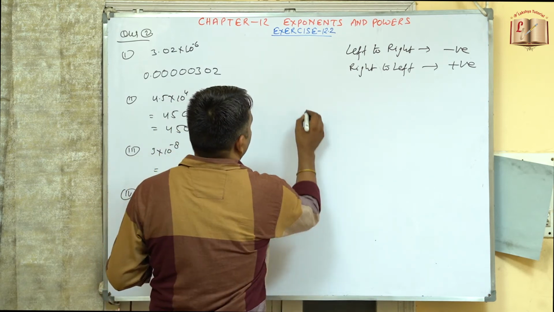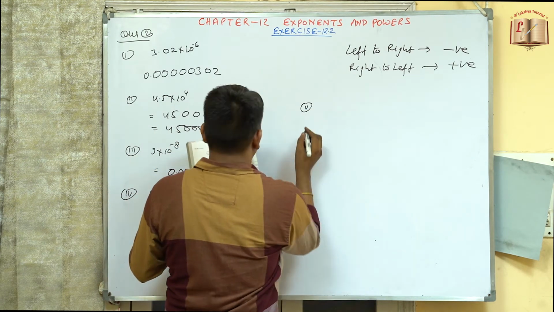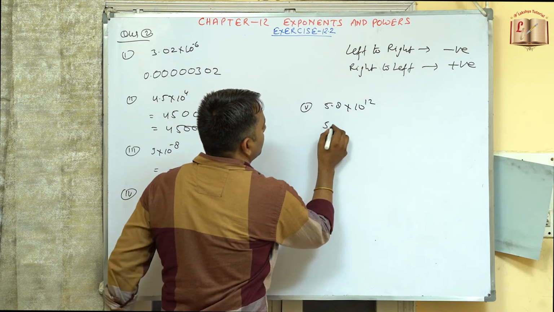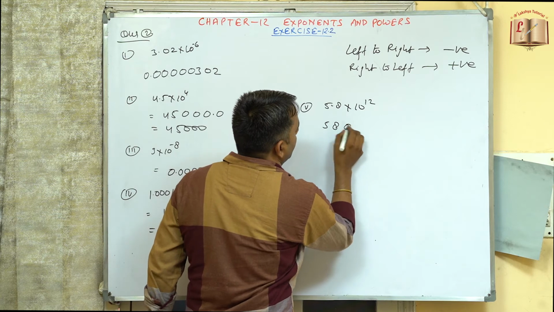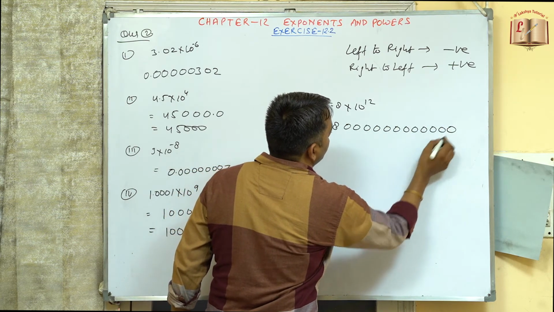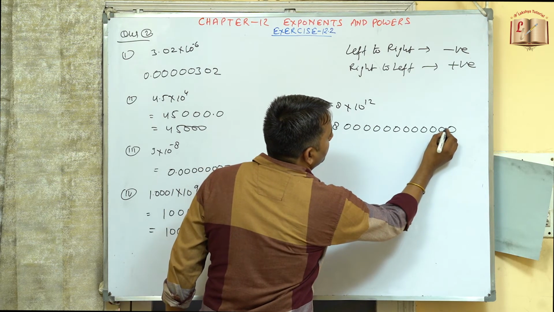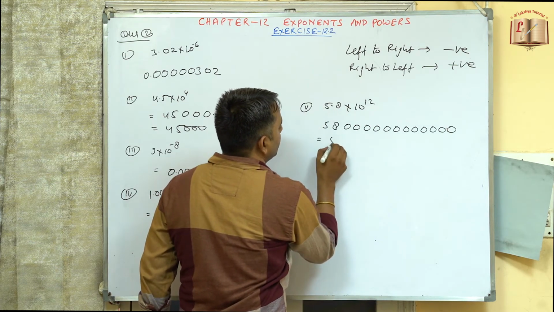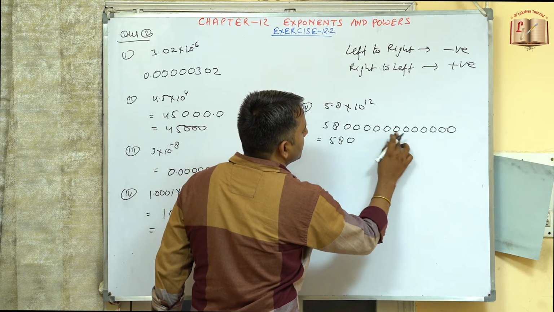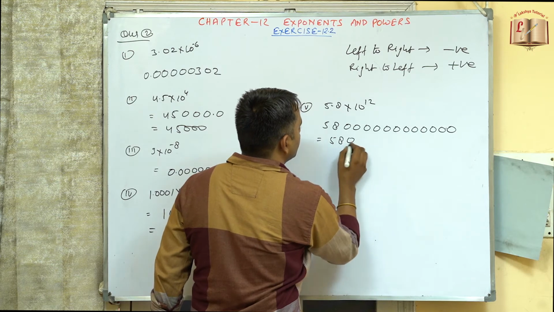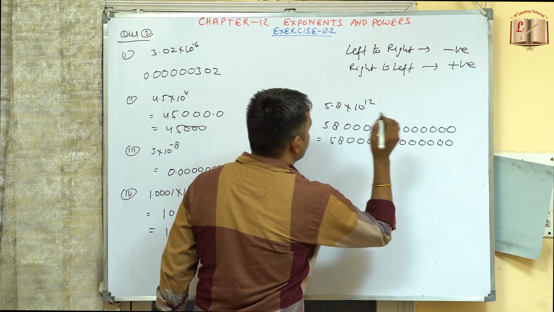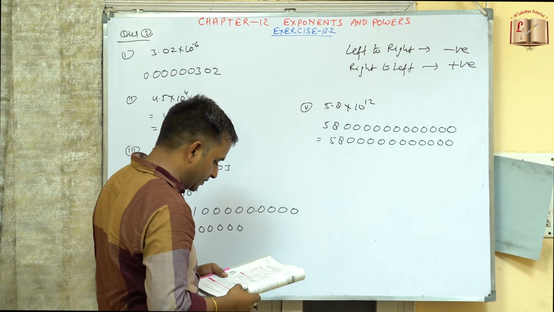Similarly, we will come to the fifth part of it. Fifth part is 5.8 into 10 to power 12. So this will be now 58, then 12 zeros, 1, 2, 3, 4, 5, 6, 7, 8, 9, 10, 11, 12. Then it is a one place decimal, so the decimal has come at one place. So it will be now 5, 8. Then these zeros 2, 4, 6, 8, 10 and 11. So 1, 2, 3, 4, 5, 6, 7, 8, 9, 10, 11. So this is now the standard form of this.